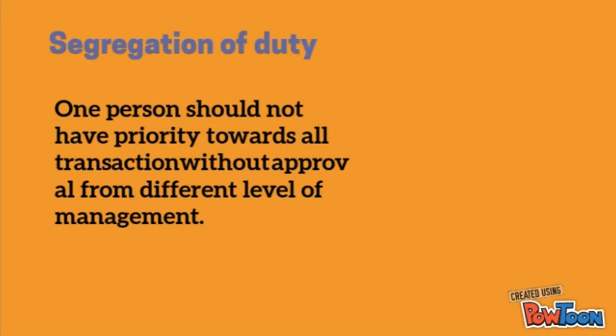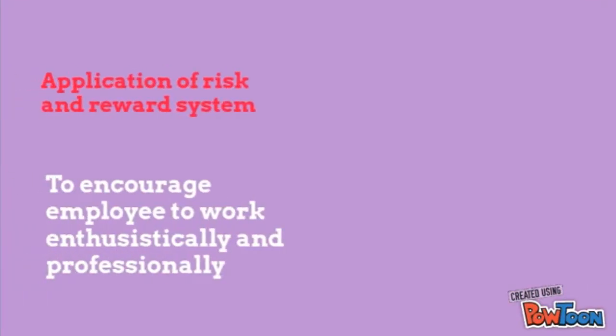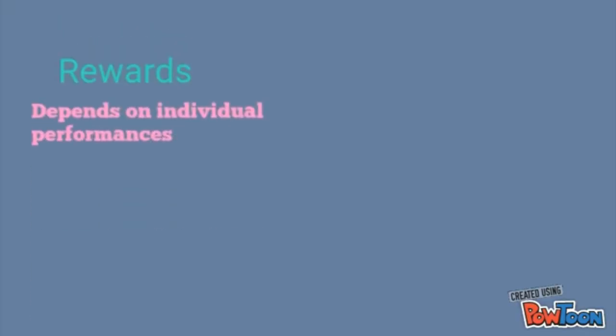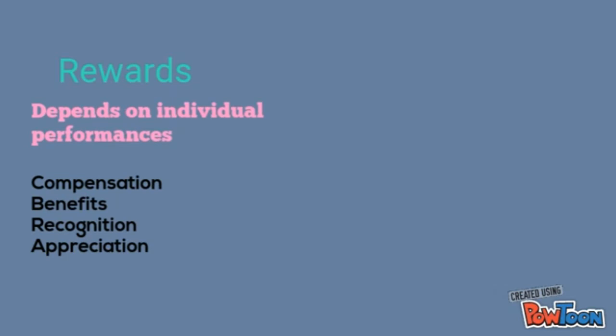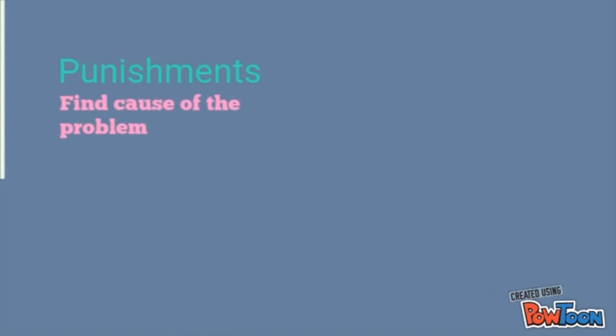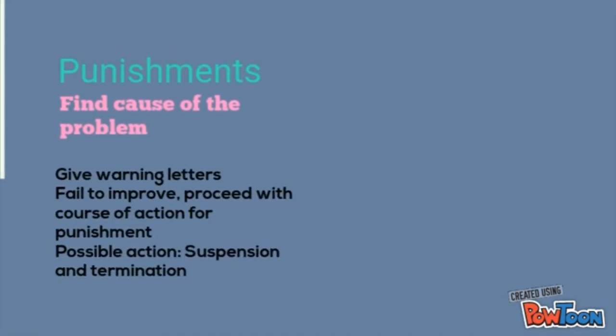The third recommendation is application of a reward and punishment system. It is to encourage employees to work enthusiastically and professionally. Rewards will depend on individual performance. They can include compensation, benefits, recognition, or appreciation. For punishment, we need to find the cause of the problem. Then, a warning letter must be given. If the employee still fails to improve, we need to proceed with a course of action for punishment. Possible actions include suspension and termination.